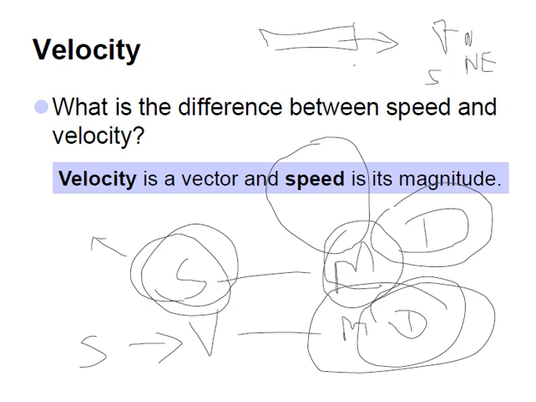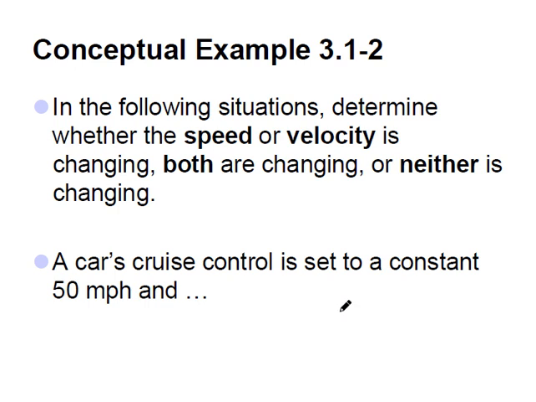Another small conceptual problem here in this chapter. So here you have a situation. You're going to determine whether the speed or velocity is changing in this situation. Your problem is defined right here. You're going to say either both are changing or neither is changing.